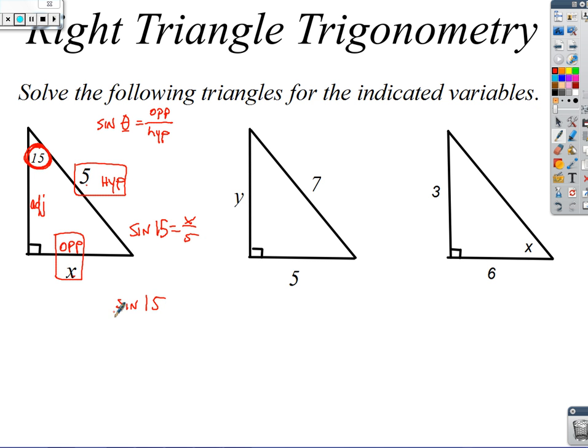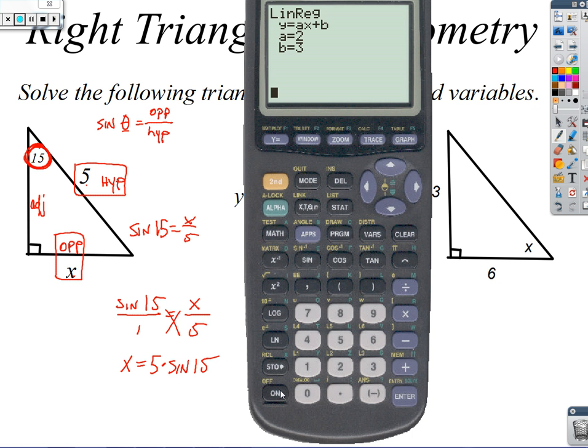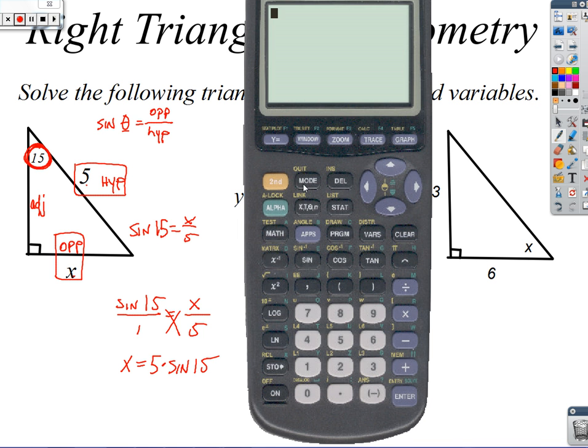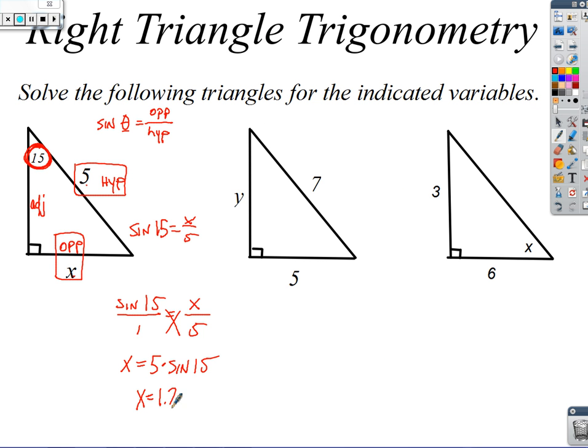To solve this, I turn it into a proportion and cross multiply. So 1 times x is x, 5 times sine of 15. I will need to rely on the calculator. Now, one small note is that in your calculator, make sure the mode of your calculator is set for degrees. If it is not, you will not get the right answer. 5 times the sine of 15, and I get 1.29. So x equals 1.29.